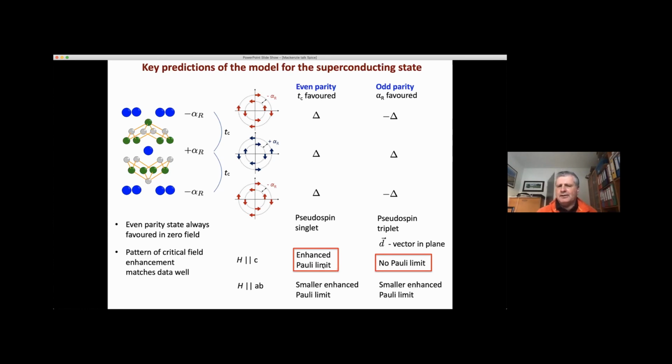You're predicting a strongly enhanced Pauli limit for the even parity state, but the odd parity state is actually predicted to have no Pauli limit at all. So you can imagine getting into a situation where as you apply a field, you kill the even parity state at its Pauli limited upper critical field and enter the odd parity state, which is eventually orbitally limited. And that gives you then this natural possibility of a field-induced transition.